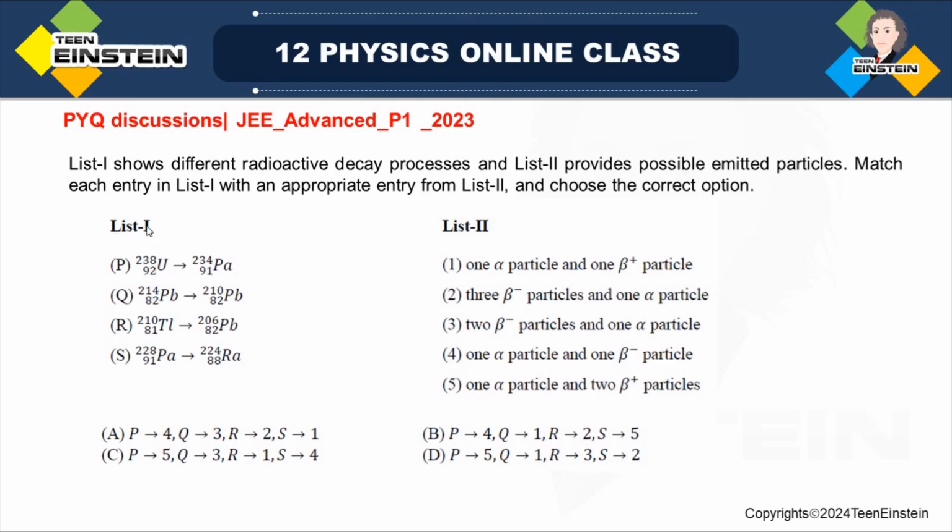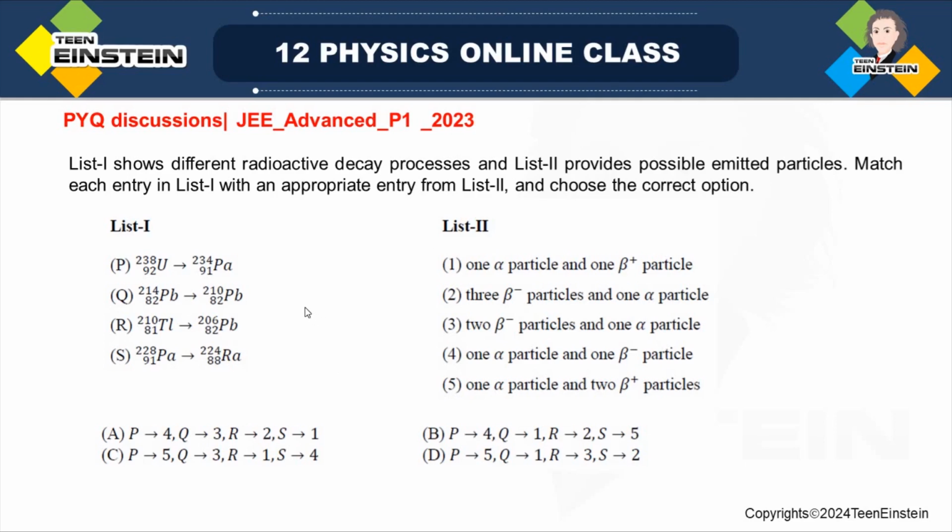So you can see this is the list 1 where different decay processes are given here, and in the list 2 you can see the emitted particles, radioactive particles, alpha, beta, and numbers also are given. So how many alpha, how many beta, how many gamma decay can occur in each process, you have to find out that. So after matching that you have to choose the correct options from this. So this type of question actually carries 3 marks.